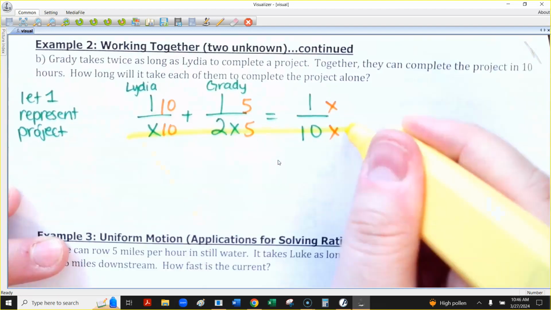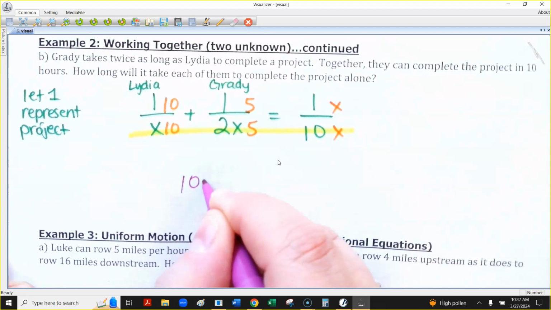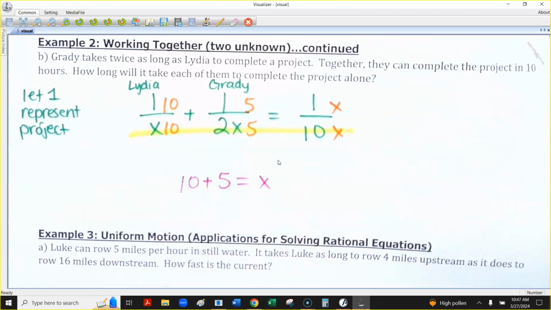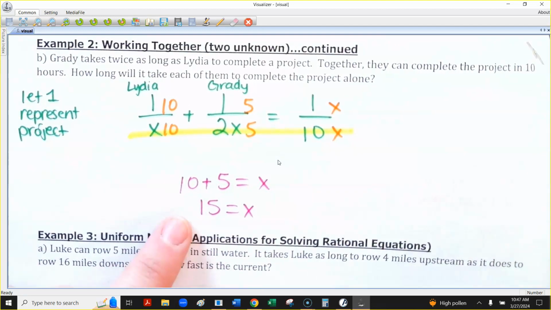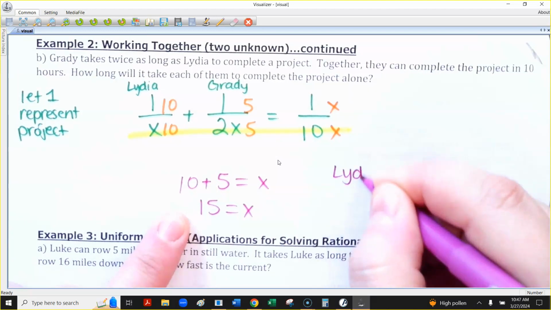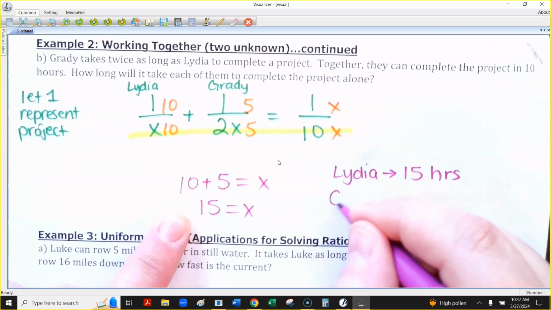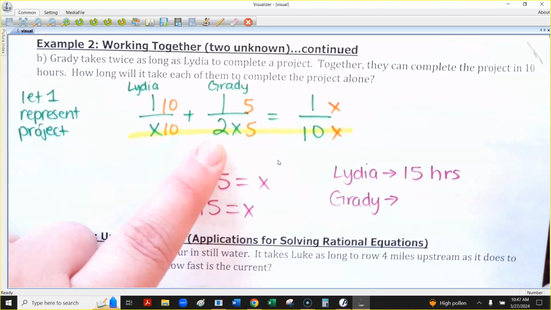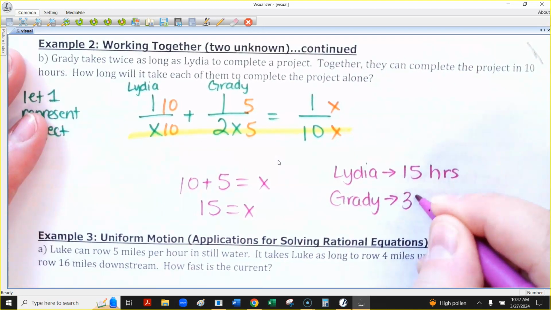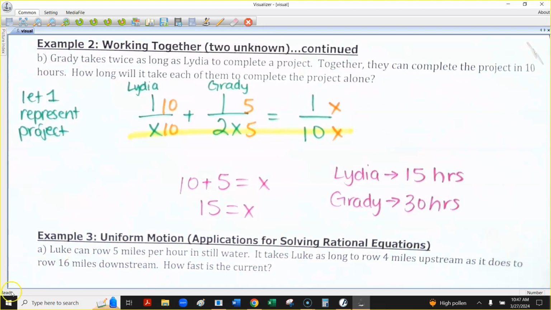Cross it on out. And this is actually really nice because this is literally just on the top of this, you just have 10, you have 5, and then you have x. So just literally 10 plus 5. Now, this is x. All right, so in this particular situation, that is going to represent Lydia's time, which would be 15 hours. And then Grady takes twice as long. So I could plug it in there or just multiply 15 by 2. If he was working by himself, it would take him 30 hours to complete the project. Okay.